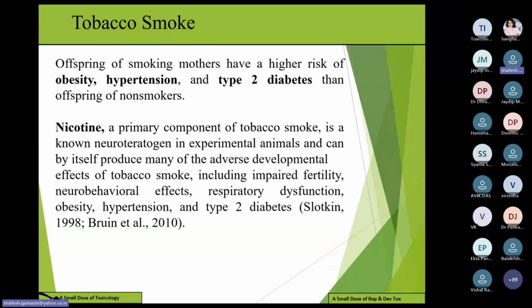The mechanism, what is the mechanism? To reduce placental flow. Tobacco smoke can reduce blood flow to the placenta, depriving the fetus of oxygen and nutrients. Offspring of smoking mothers have a higher risk of obesity, hypertension, and type 2 diabetes than the offspring of non-smokers. The main content of tobacco is nicotine, which is known as a neuroteratogen in experimental animals and can itself produce many of the adverse developmental effects of tobacco smoke, including respiratory dysfunction, hypertension, obesity, and type 2 diabetes.